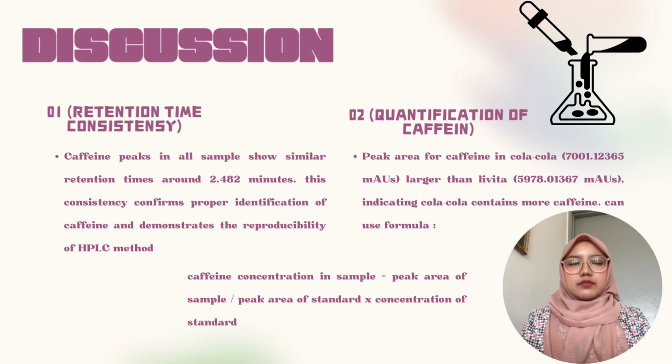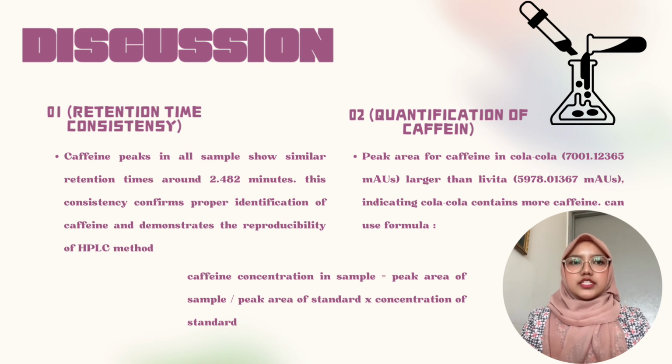Next, I'm going to talk about two key points in the discussion regarding caffeine analysis using HPLC. First, the retention time consistency shows that caffeine peaks in all samples consistently appear at around 2.482 minutes. This uniformity confirms the proper identification of caffeine and demonstrates the reproducibility and reliability of the HPLC method. Second, the quantification of caffeine indicates that the peak area for caffeine in Coca-Cola, 7001.12365 milli-absorbance units, is larger than that in Levita, which is 5978.01367 milli-absorbance units, suggesting that Coca-Cola contains more caffeine.